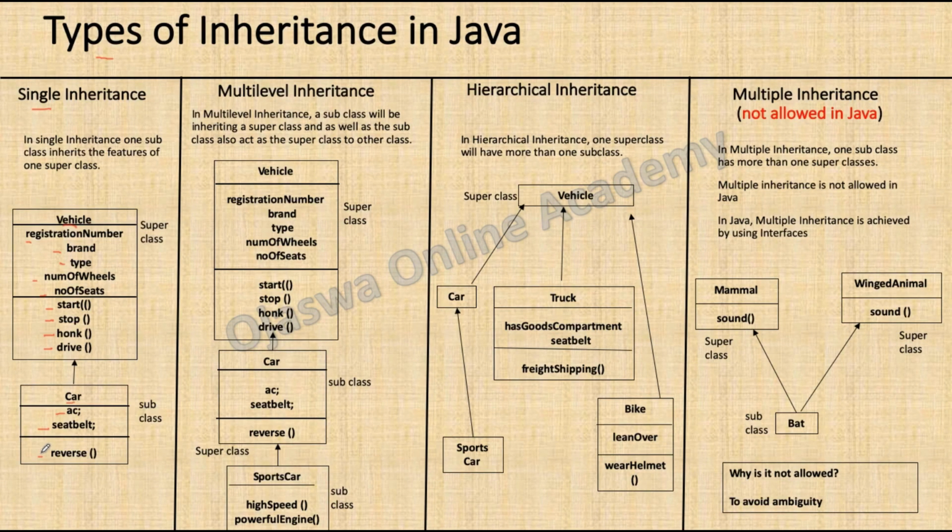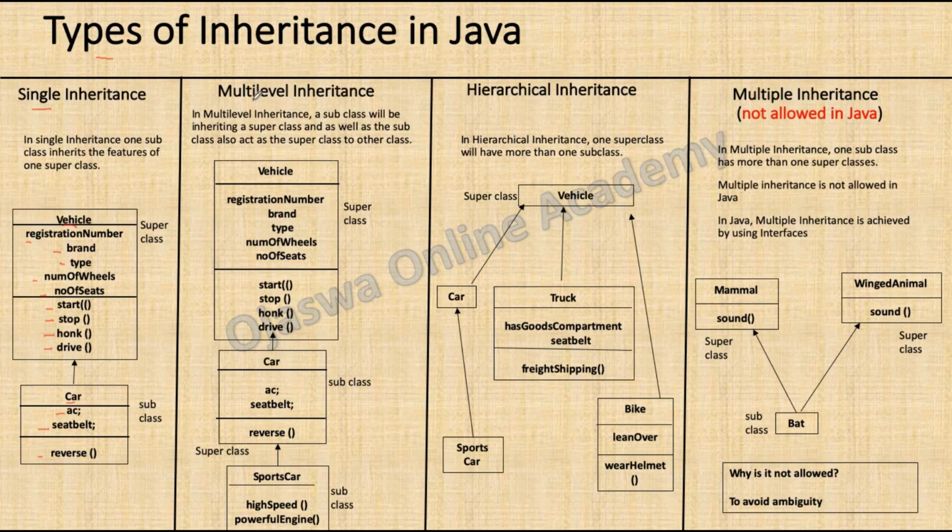That is why you cannot include these features in the vehicle class, because when bike inherits vehicle, it will inherit all these features, and that is not the right thing. These are the unique features of class car. So here we have defined instance variable AC and seatbelt and method reverse. So as the definition goes, a subclass inherits the features of a superclass and it may have its own unique features.